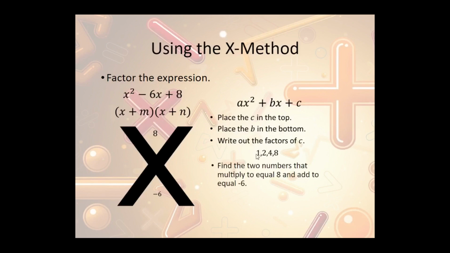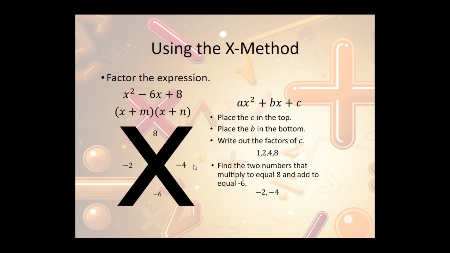Well, remember, these can be both positive or negative. So I'm looking at negative 1 times negative 8 is positive 8, but it's also equal to negative 9. So that's not the answer. What about this one? So negative 2 and negative 4. If I multiply those two together, I get positive 8. And when I add them together, I get negative 6. So that would be my solution. So it's negative 2 and negative 4.